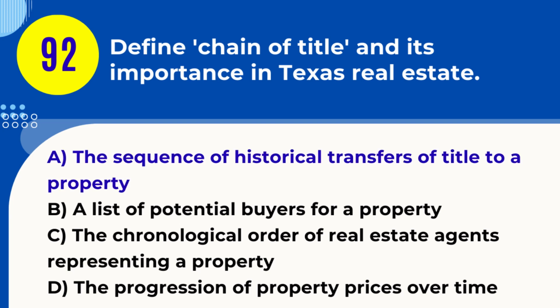Answer. A. The sequence of historical transfers of title to a property. Explanation. The chain of title in Texas real estate is a term that refers to the chronological sequence of conveyances or transfers of title of a piece of property. It's important because it establishes a history of ownership and is crucial in determining whether the title is clear and free of disputes or encumbrances.